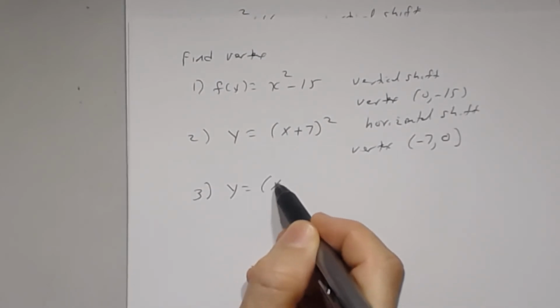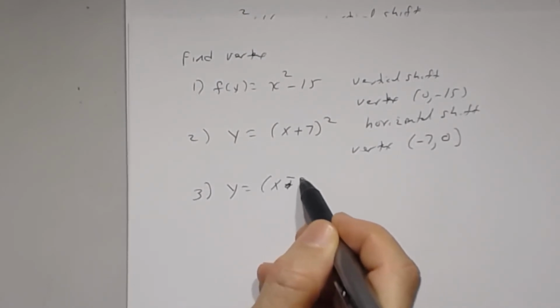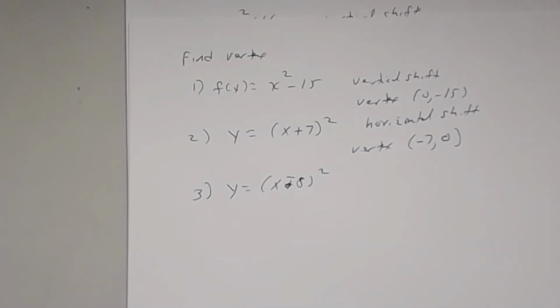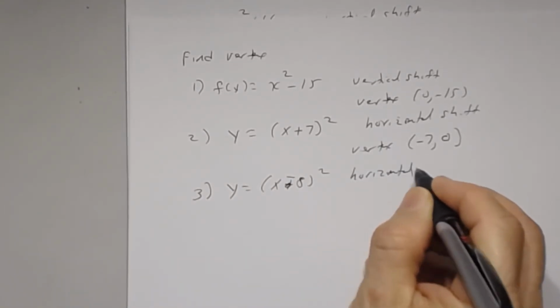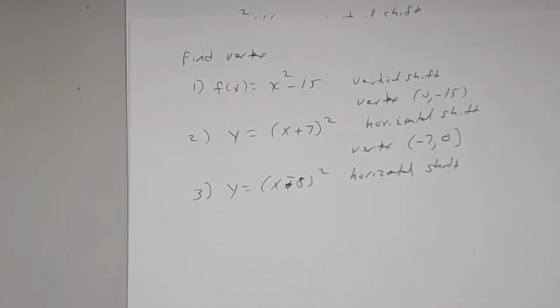y equal x minus 8 squared. Notice the way it's written, is that a vertical shift or horizontal? Horizontal. So horizontal shift, so you have to think counterintuitive. Instead of the vertex being the origin, which way do I go? To the right, because of the opposite, because it's -8. To the right how many units? 8. So what's the vertex? 8, 0.